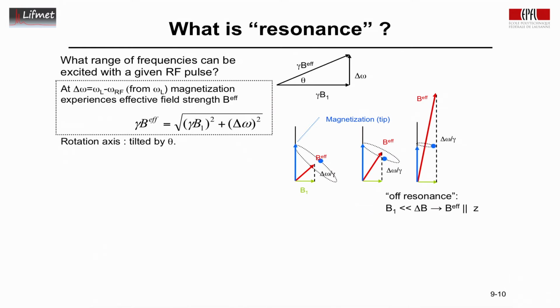So this condition here, where we have considerable alignment of the effective field with Z, where essentially nothing interesting happens, is called off resonance. The B1 is much smaller than the delta B, and essentially the effective field is more or less parallel to Z. Whereas on resonance, it suffices to say that gamma B1, so this vector, is much larger than the delta omega, that's this component here. And in this case, essentially the effective field is parallel to B1, and we have the situation of the stationary B1 field on resonance. So this is the situation of on resonance.